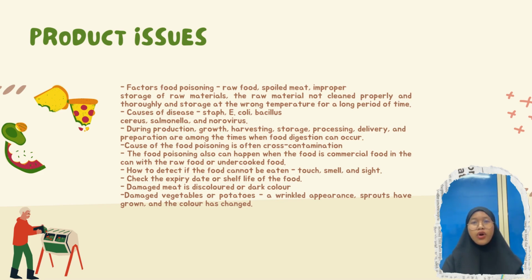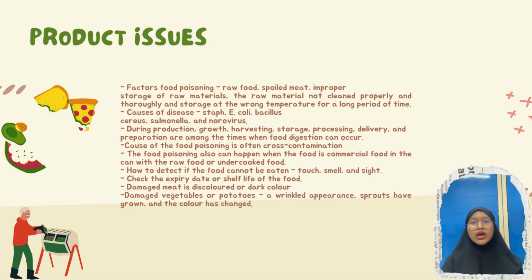With raw materials, food poisoning can happen when harmful organisms are not destroyed before eating. Food poisoning can also happen when commercial canned food is mixed with raw food or undercooked food.